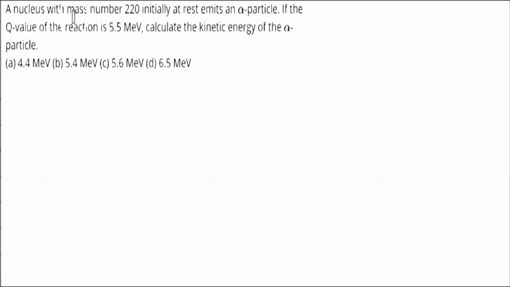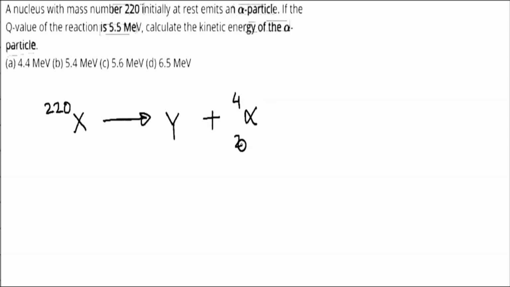In this problem, we are given a nucleus with mass number 220 initially at rest that emits an alpha particle. If the Q value of the reaction is 5.5 MeV, calculate the kinetic energy of the alpha particle. Consider the new nucleus to be Y, formed along with an alpha particle of mass number 4. So the mass number of Y will be 216. The Q value is 5.5 MeV, and we have to find the kinetic energy of the alpha particle.